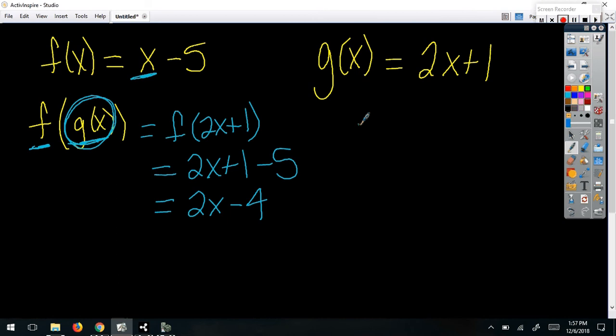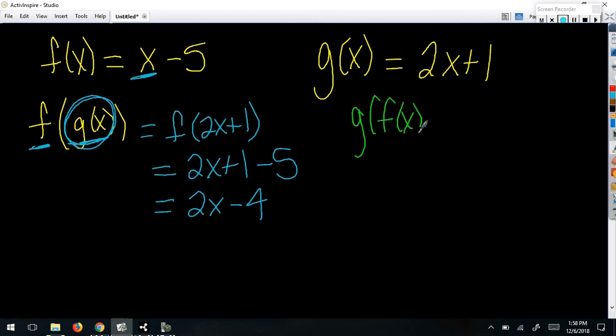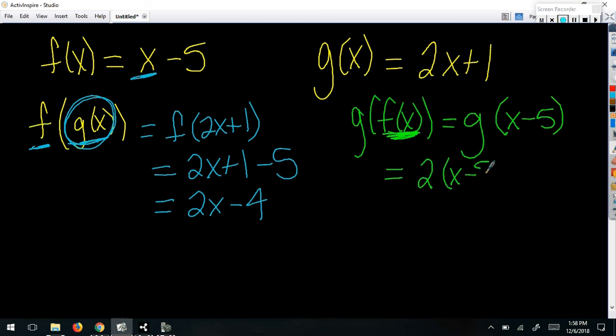What about flipping around? Now what are you plugging in? I'm plugging in x minus 5. So I'm going to do g of x minus 5, right? So 2 times x minus 5, plus 1. Does that make sense? Do you see what we're plugging in where? Okay, I heard a no.